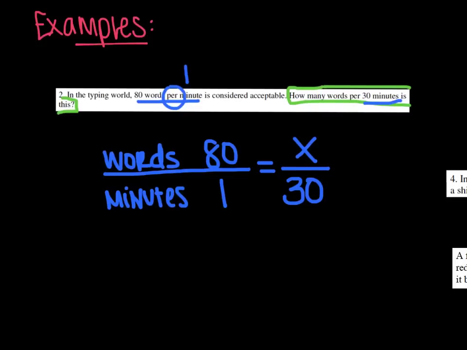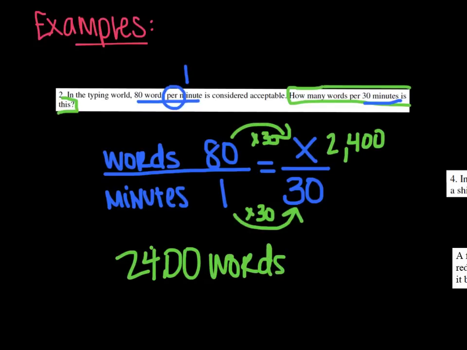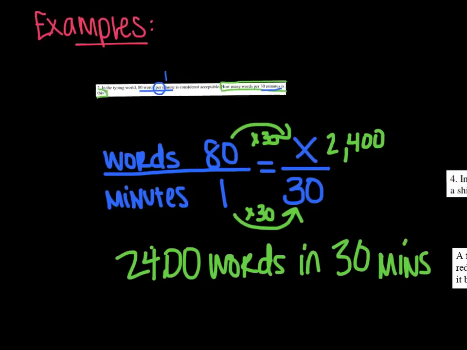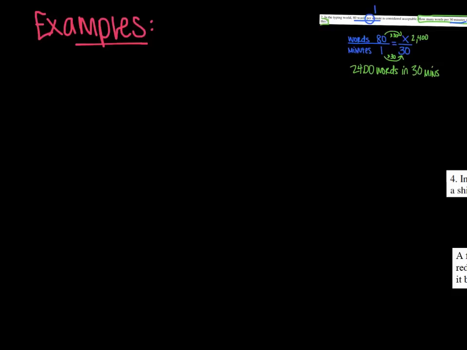So now that I have my proportion set up, I can solve for x. In this case, it's pretty easy. 1 times what is 30? Well, that's easy. It's 30. So 80 times 30 will give me my answer. And 80 times 30 is 2,400, which means to answer the question, it would be 2,400 words in 30 minutes. So that's the first example. We'll do a couple more together. Here we go. Next problem.